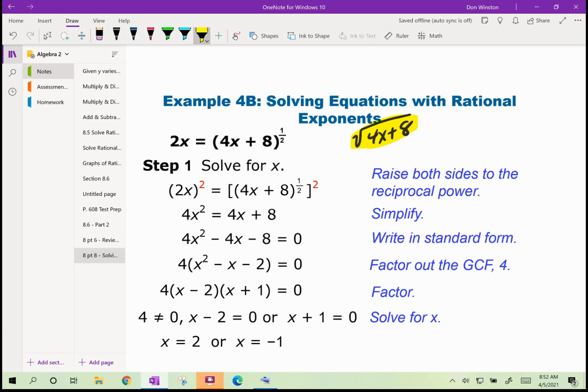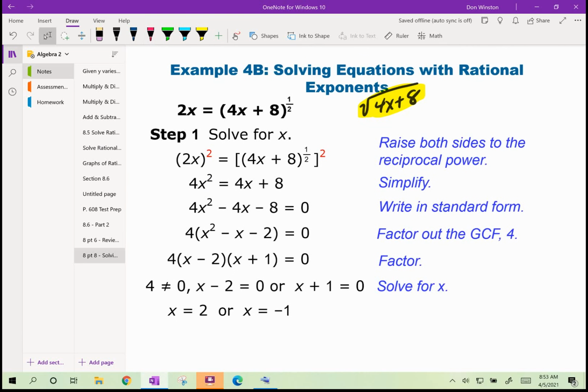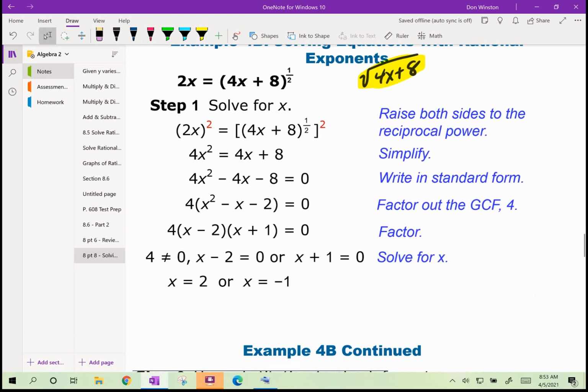So when I square both sides, I'll get 4x squared equals 4x plus 8. And then I have 4x squared minus 4x minus 8 equals 0. And then I have to factor x squared minus x minus 2 after factoring out the 4. And so you get x is equal to 2 or x is equal to negative 1.